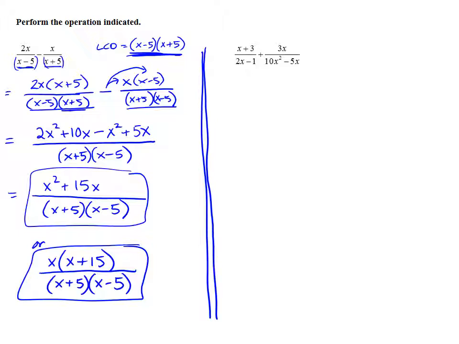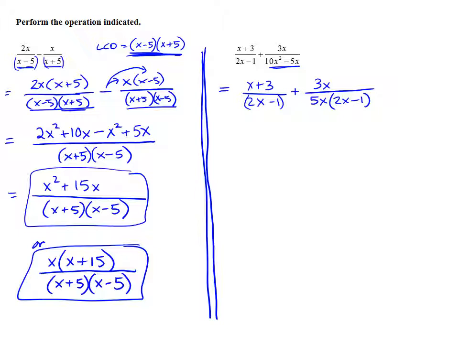In our next example, we're going to look for a common denominator again. What we want to do first is factor this second denominator because it isn't factored yet. My first denominator is factored, so I have a fraction of x plus 3 over 2x minus 1. This denominator is as factored as we can do. Our second fraction, though, 3x over 10x squared minus 5x, that denominator has a common 5x in it. So we're going to take out the 5x, and we're going to be left with 2x minus 1.